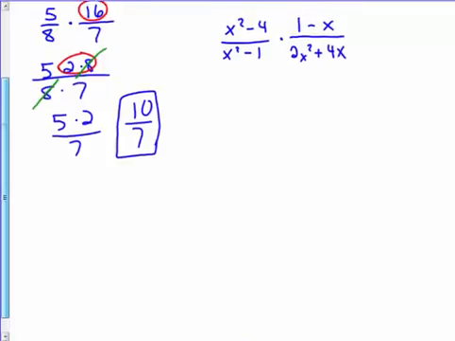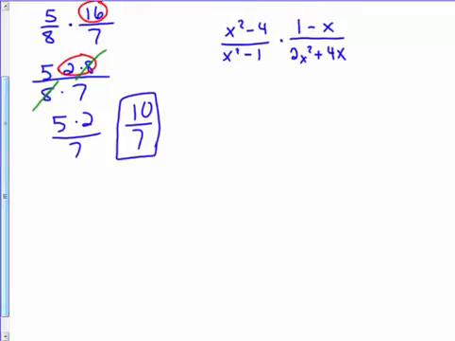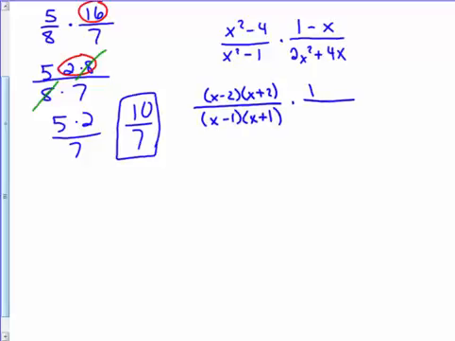At this point, I'm going to factor everything. So x squared minus 4, that's a difference of 2 squares. There is no middle term, so that's going to be x plus 2, x minus 2. On the bottom, same thing. x squared minus 1 is going to be x minus 1, x plus 1. On the top, 1 minus x, that just stays there. And then I'm going to take a 2x out of the bottom. So I'm going to have 2x and x plus 2.